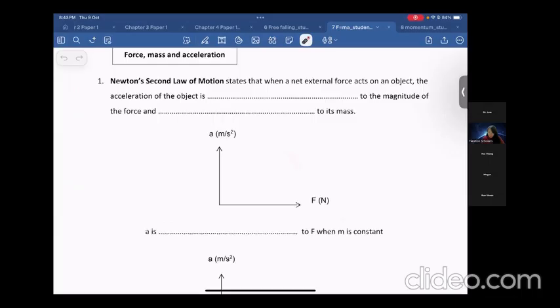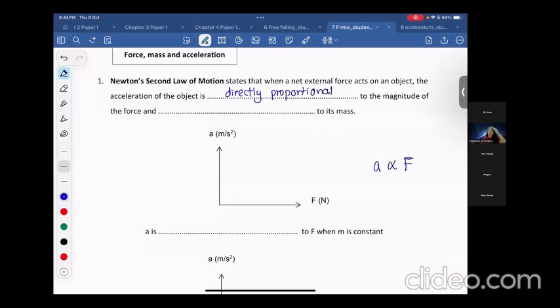Thank you. Okay. Newton's second law states that if there is an external force acting on the object, the acceleration of the object is directly, write down, directly proportional to the magnitude of force. So what does it mean? Acceleration is directly proportional to the force, meaning that if your force increases, your acceleration will increase.